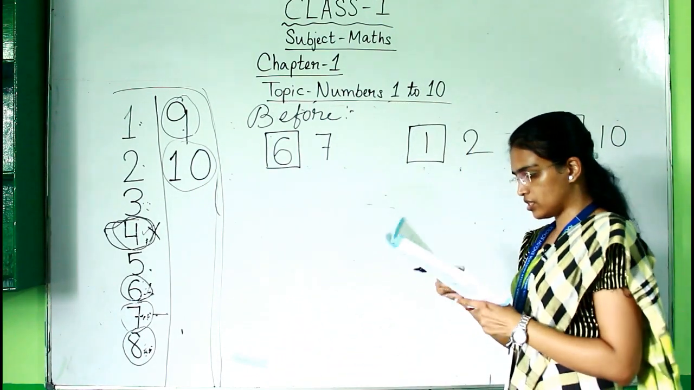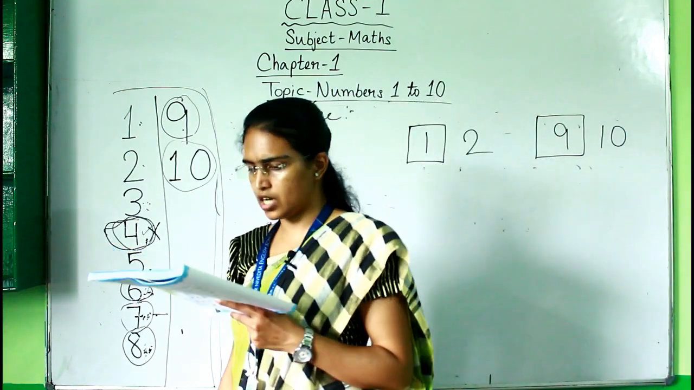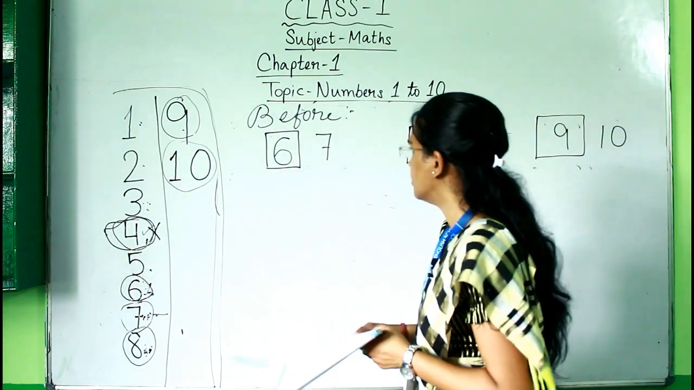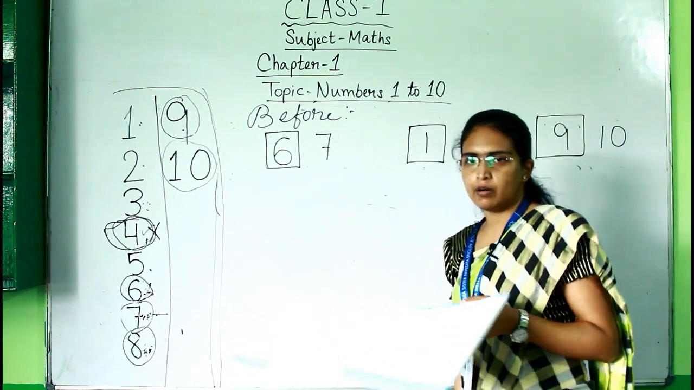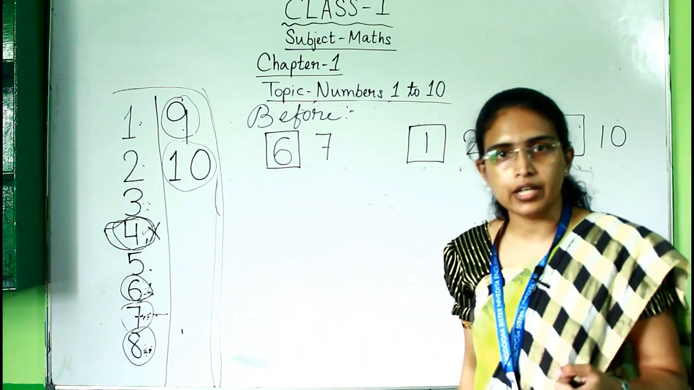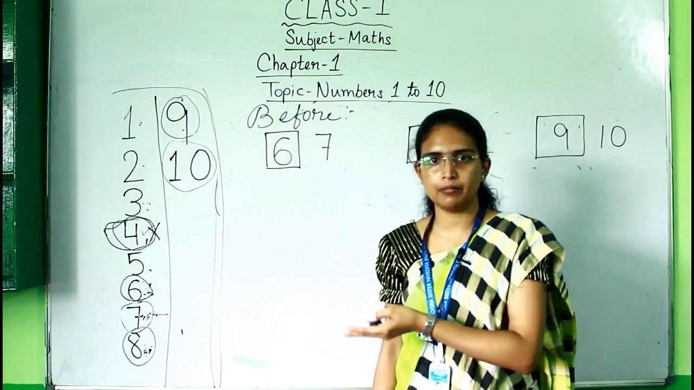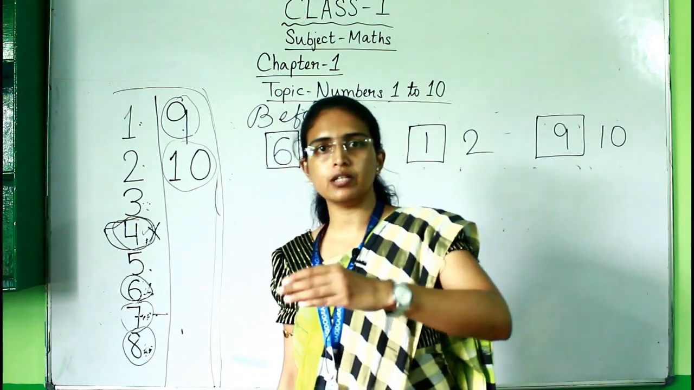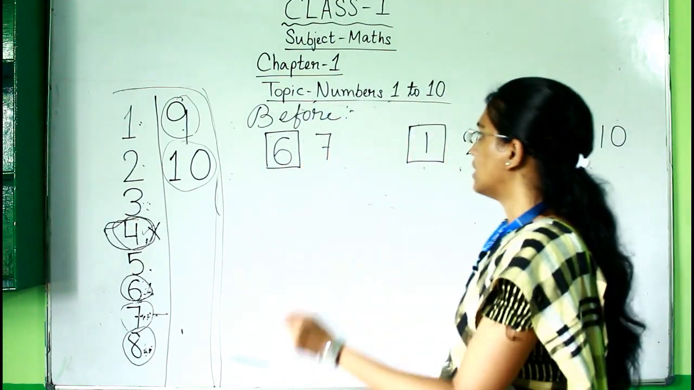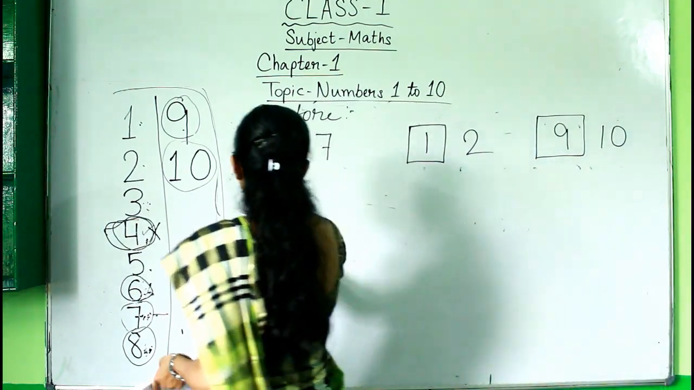Now come to the next question. Write the number that comes just after each of the given number. We have done the before numbers. Now we will do the after numbers. After means पीछे, or बाद में. After means बाद में. Before means आगे. So now we will do the after numbers.